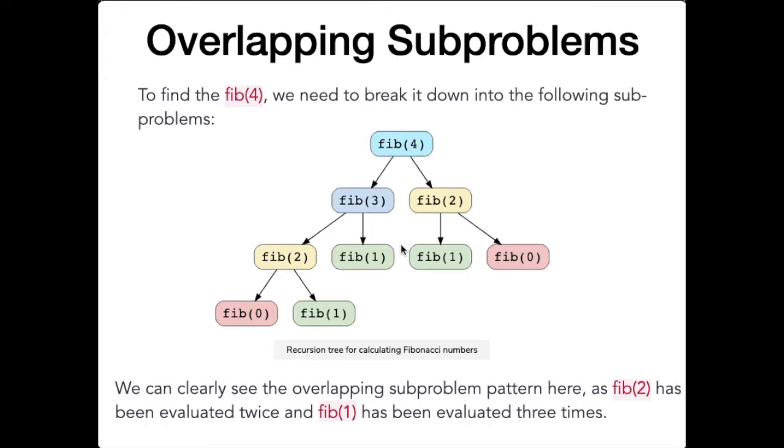So that is the concept of an overlapping subproblem for the Fibonacci sequence. For you to get fib of 4, you need to compute for this one and this one with overlapping subproblems, because fib of 1 is called here as well.